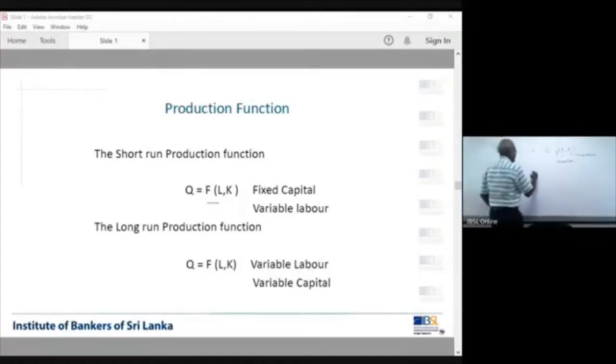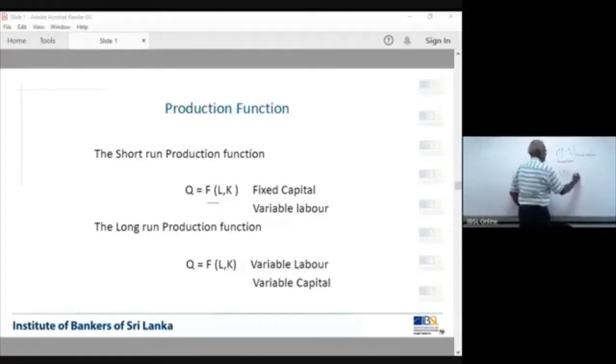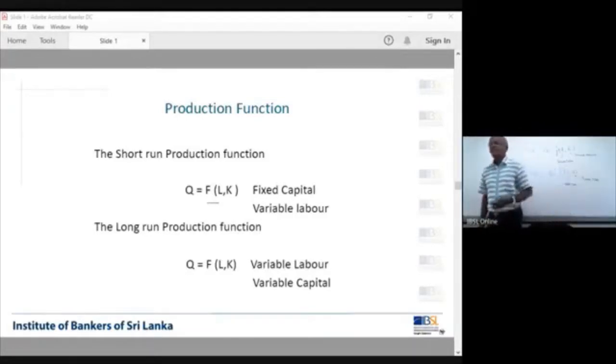Long run, output is a function of L and K. Variable labor, variable capital. All are variables. The firm can hire any number of workers, any number of computers. The firm can expand their factory size. They can move to another building.